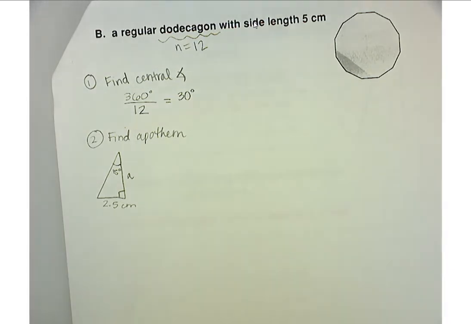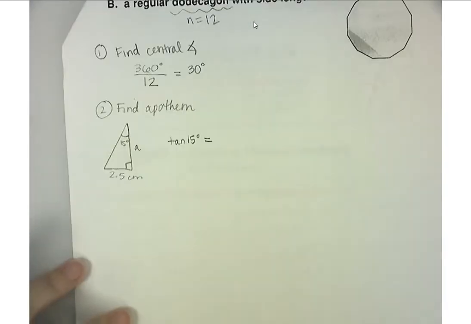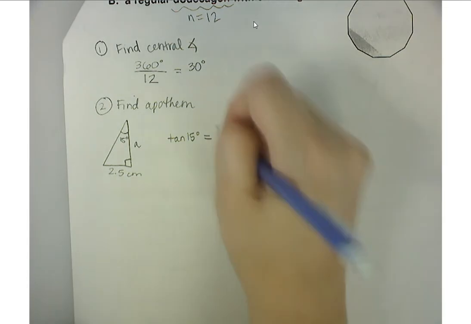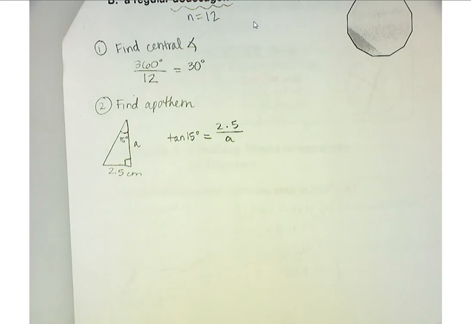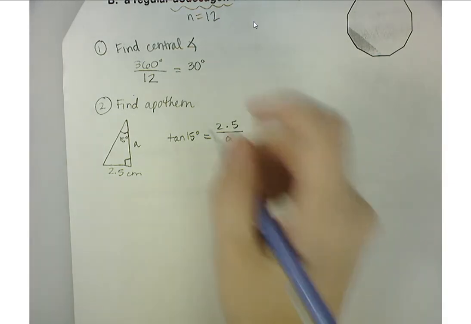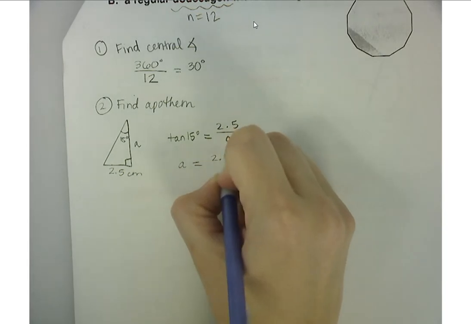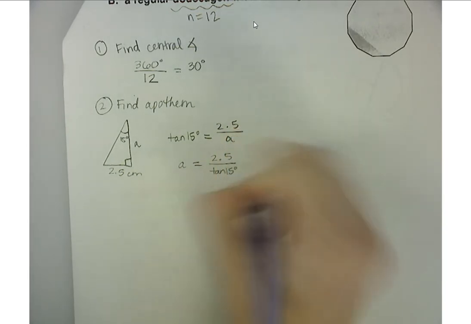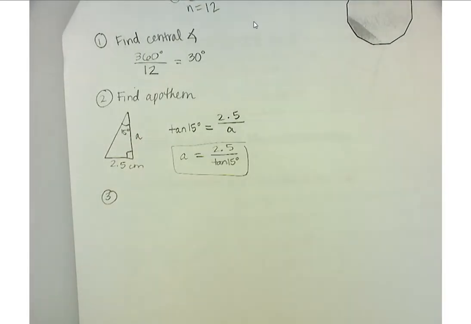Ethan, can you tell me what your equation is going to be? Good. 2.5 over A. Then Madison, will you tell me what A is going to equal? 2.5 over the tangent of 15 degrees. Yep. And then in step 3, Maddie Harris, what are we going to find for that?